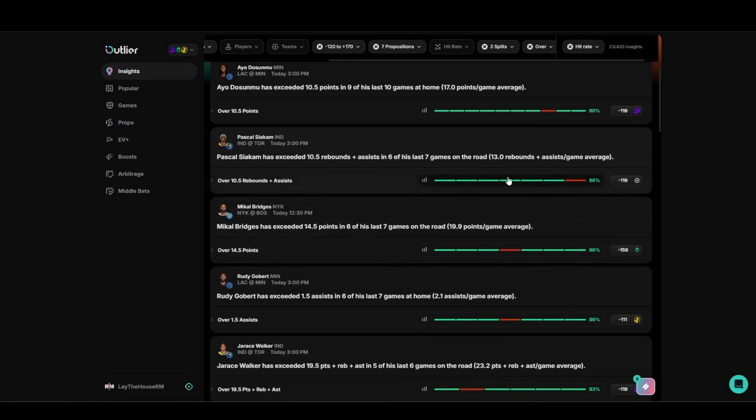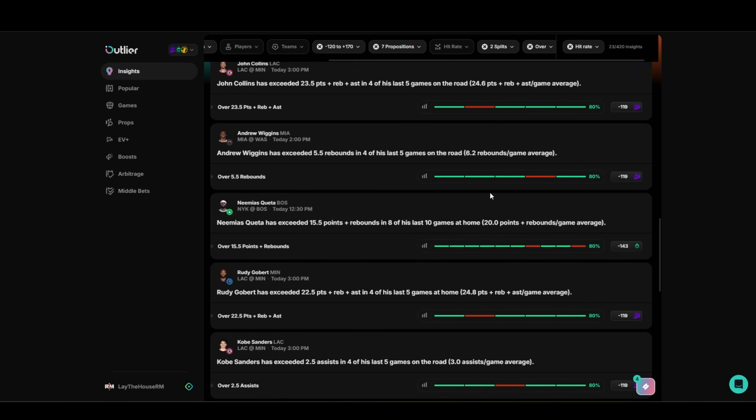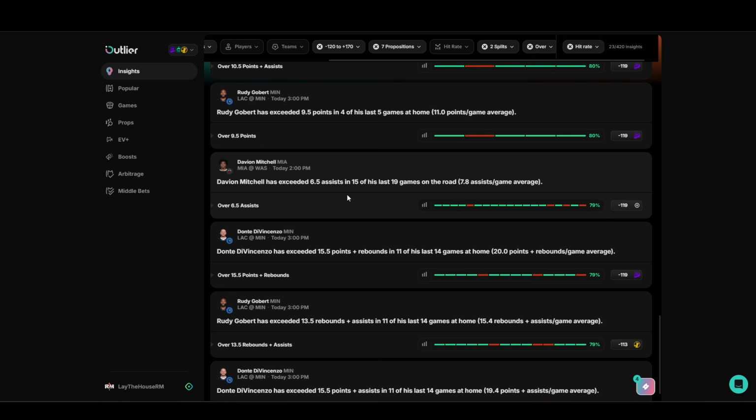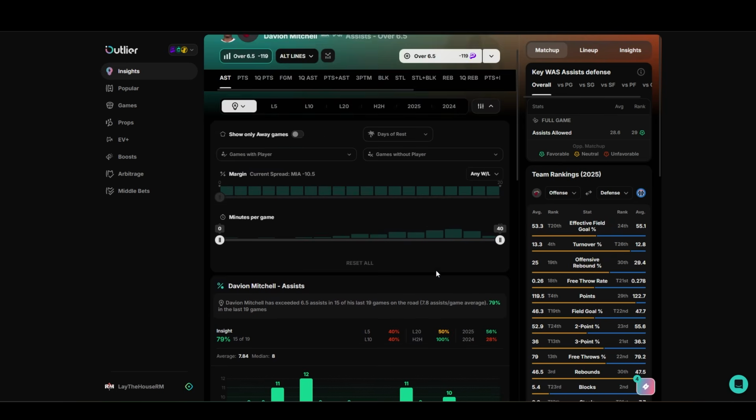I try to find larger sample size, so like I'll scroll down until I see something like, I don't even know here. Davion Mitchell, 15 out of his last 19 games on the road. This could be a play that we do. So over 6.5 assists. I generally don't like to take just assists, but we'll look at it anyways.